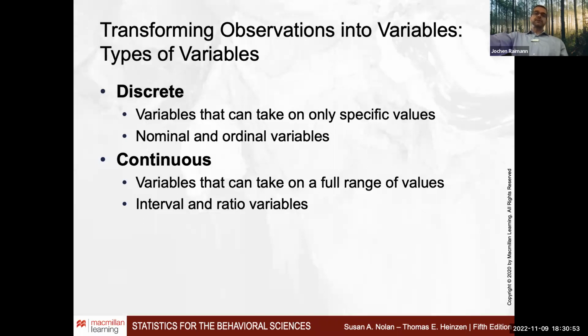Then you have continuous variables. In distinction to those, you have variables that can take on a full range of values. So you have a range of values, and they distinguish interval and ratio variables, where a ratio variable is like an interval variable, but it has a meaningful zero and it can't get negative.